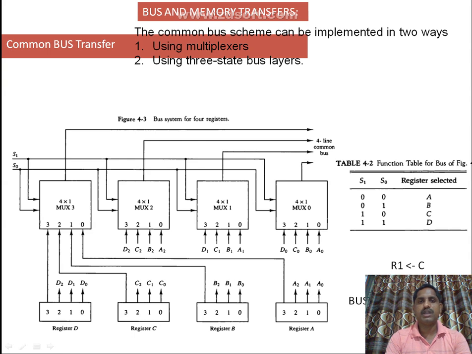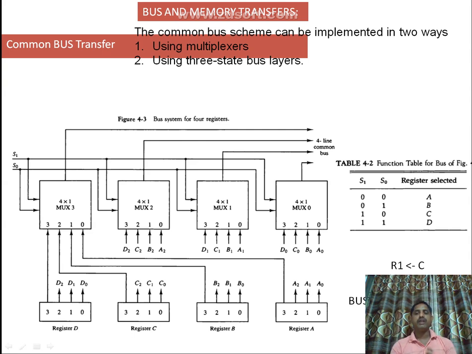Next, bus and memory transfers. The common bus scheme can be implemented in two ways. The first is using multiplexers and the second is using three-state bus buffers. A digital computer has many registers, and paths must be provided to transfer information from one register to another. The number of bus wires would be excessive with separate lines used between each register and the other registers in the system.